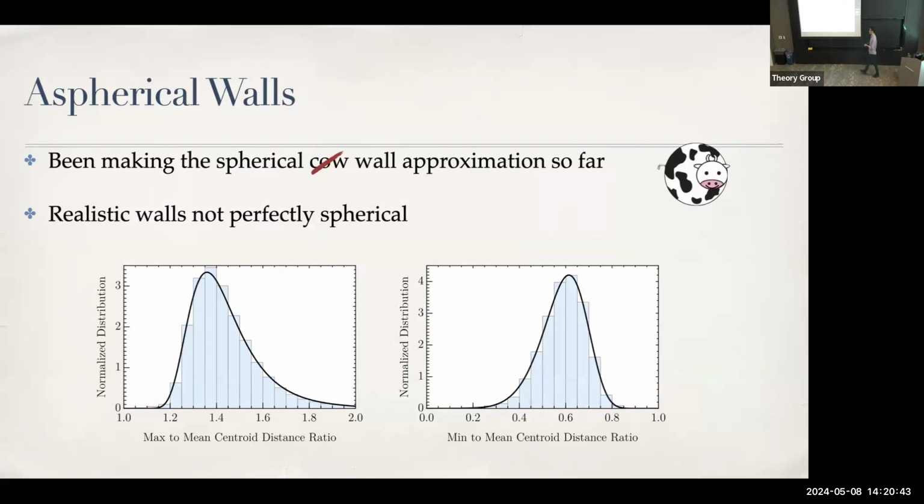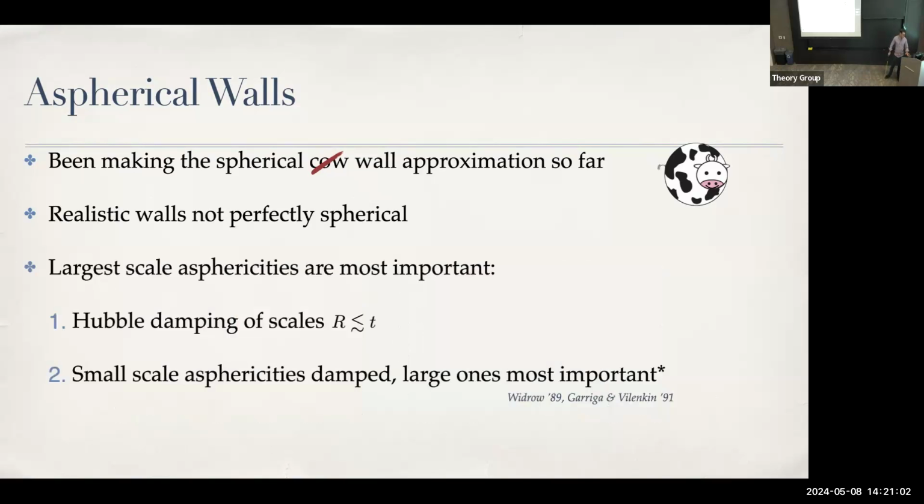Now, as Leon Tao brought up, these walls are not perfectly spherical, right? We've been making the spherical cow approximation so far. But as I showed you previously, we can get statistics from these continuous random field simulations to estimate how spherical, or how aspherical, I should say, these typical walls are. And they do have some typical mild asphericities to begin with. Now, the question is, how do we simulate these asphericities, and which ones should we care about?